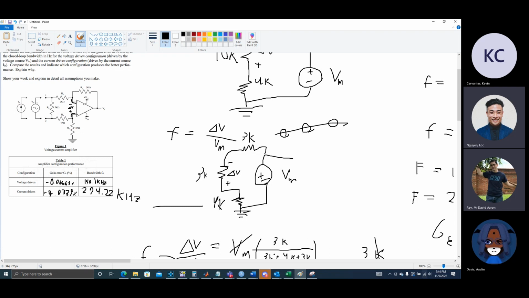What he states is that the current-driven amplifier outperforms the voltage-driven configuration, since its gain error is roughly half of that of the voltage-driven amplifier, and its closed-loop bandwidth is almost twice that of the voltage-driven amplifier. This is due to the larger loop gain T produced by the current-driven circuit. Oh, okay. Oh, I thought I saw a 4. That's why.